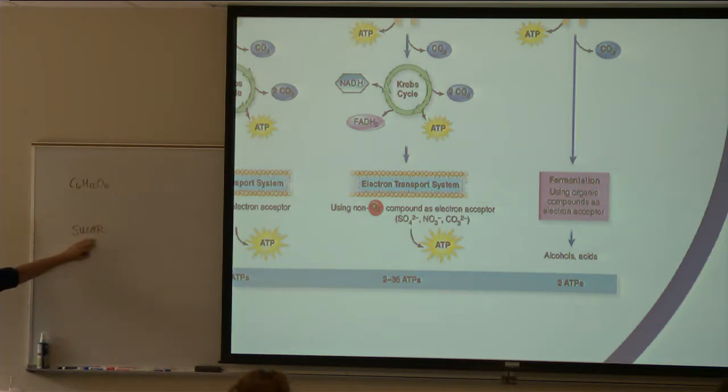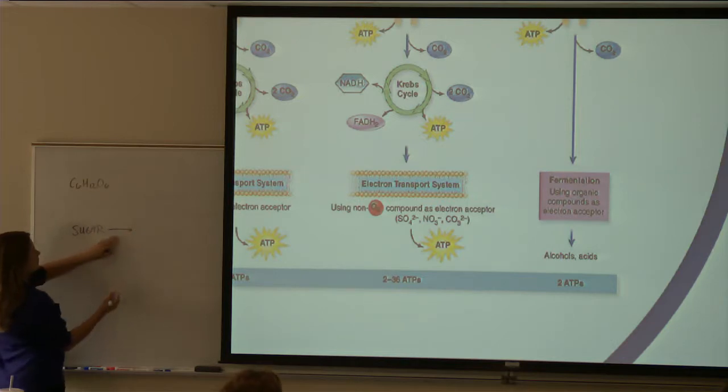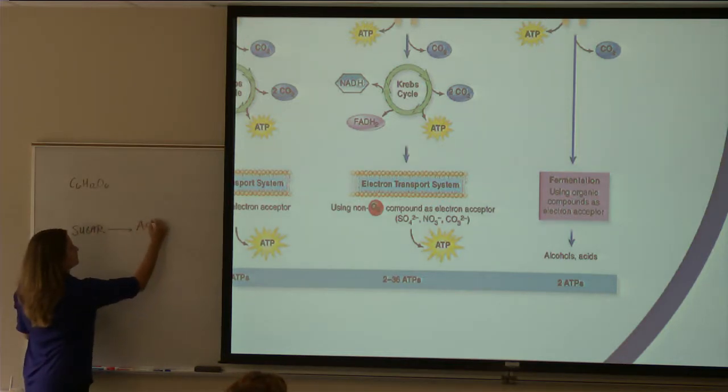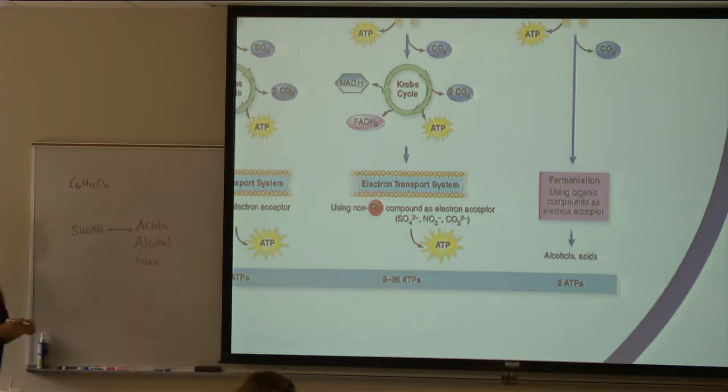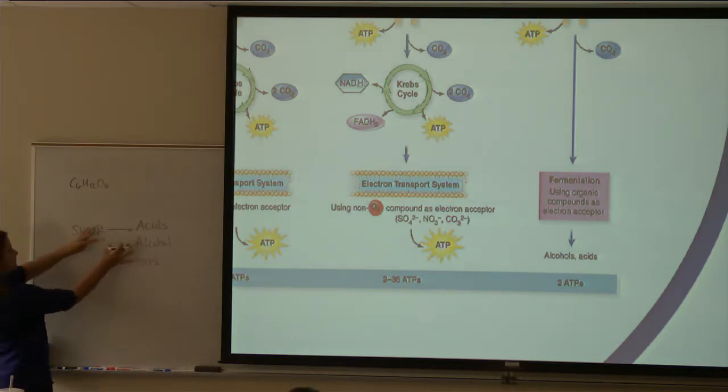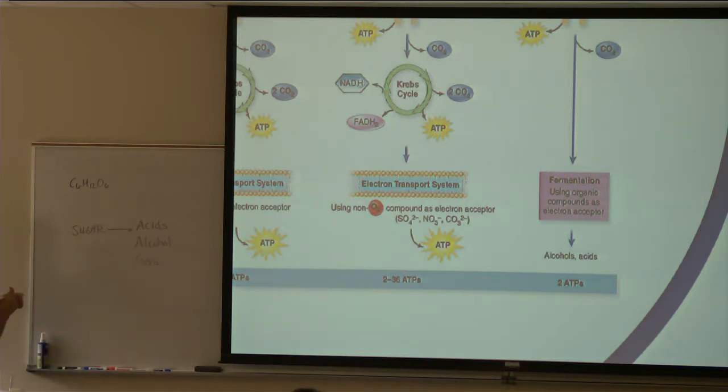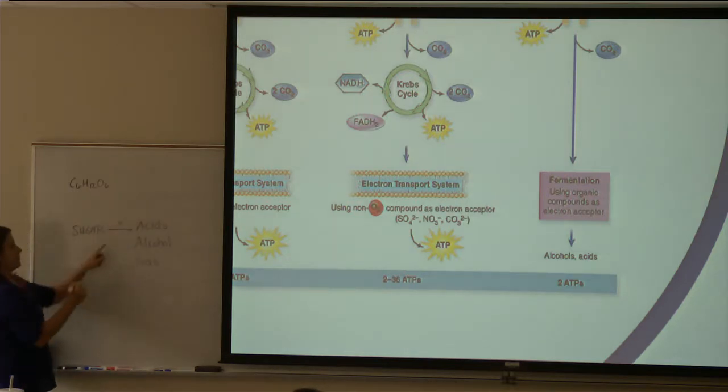Okay, so we're starting off with sugar as our nutrient, right? And we're going to undergo fermentation. We're going to end up with acids or alcohol, and most commonly, gases. Acids, alcohol, gases. And those are our products. So this is looking at fermentation. It depends on what I put over the arrow.